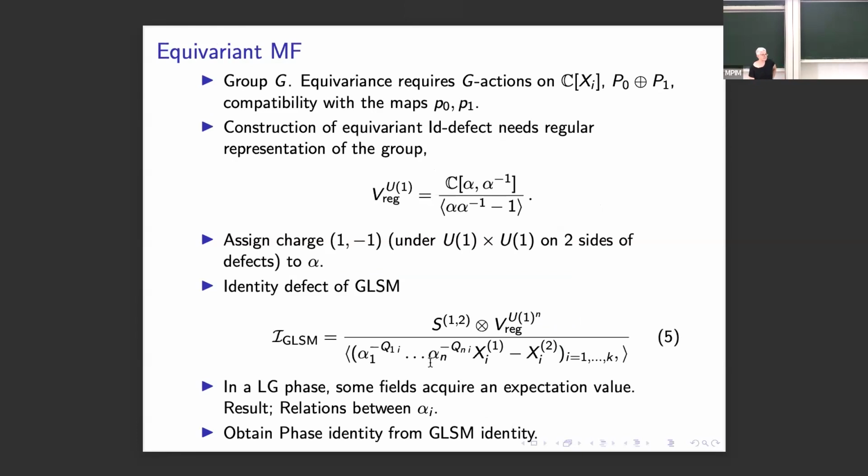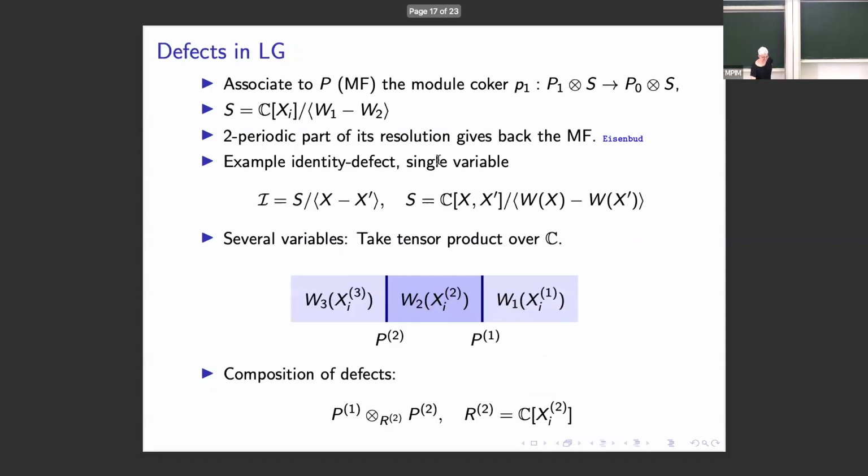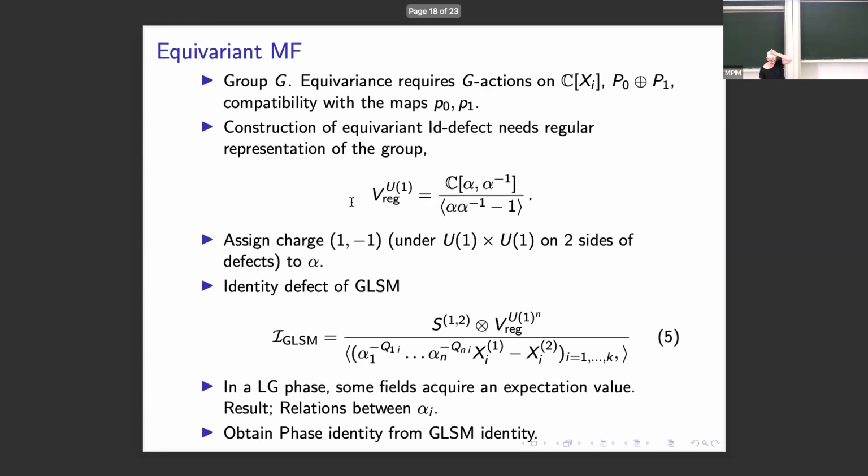Okay. So now we want to make things equivariant, and it means that we have to specify group actions on the modules P0 and P1, and everything has to be compatible with the maps. And we do that, so if you look at the identity defect, then this thing, x minus x prime, is not equivariant under a group that acts differently on the two copies of the variables. So we need to do something, and what we do is to take tensor product with the regular representation of the groups that we want to look at.